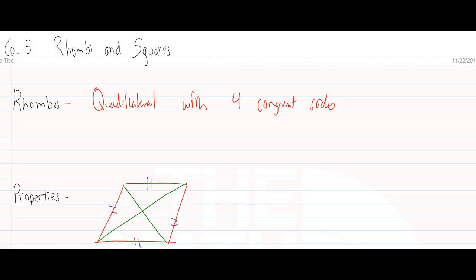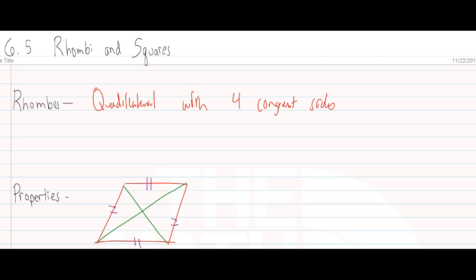This is Honors Geometry Section 6.5 on rhombi and squares. Rhombi is the plural for rhombus. We're going to start off with the definition for rhombus. A rhombus is a quadrilateral with four congruent sides. In other words, it would be considered equilateral.